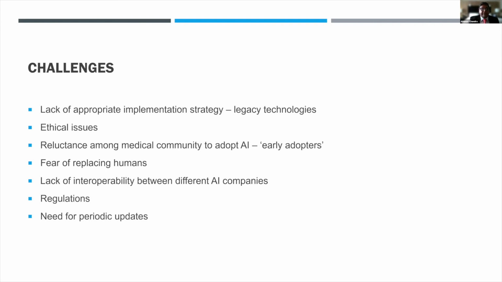There's the same fear elsewhere, like the fear of replacing humans. There's a lack of interoperability between different AI companies. That's a challenge. Regulations, I think, are key: if the regulations grow faster or come to terms faster, I think that's where the next wave of growth will really come. And there is a need for periodic updates, which with any technology we need to keep up with and keep evolving.